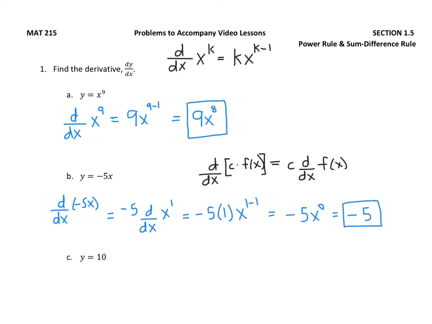One thing I'd like to point out here is, if you notice, the derivative of the power function x to the first power turns out to just be 1. We found x to the 0. So keep in mind the derivative of x is always going to be 1.